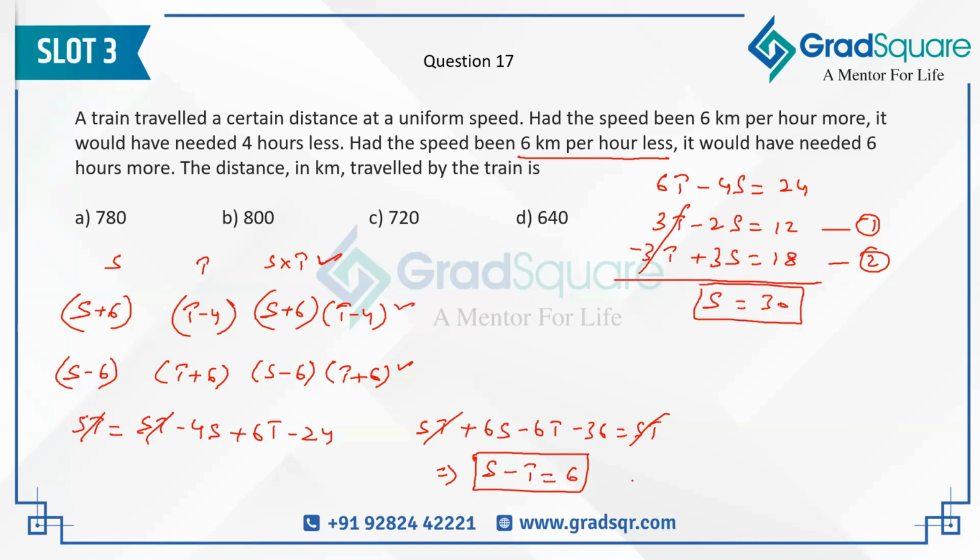If my value of s turns out to be equal to 30, put it in any equation. 30 minus 6 must be equal to t, which is equal to what? 24. So the time period will be equal to 24. They're asking you the distance, s into t, which is 24 into 30, should give me the answer, which is 720. Option C, 720 should be the correct answer.